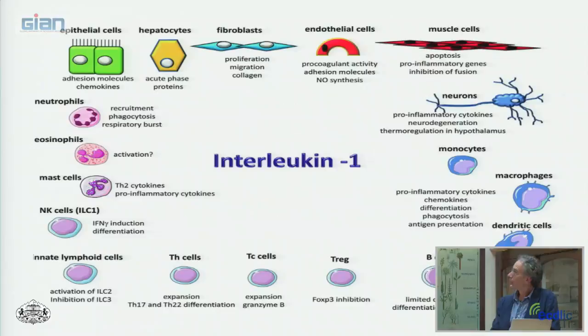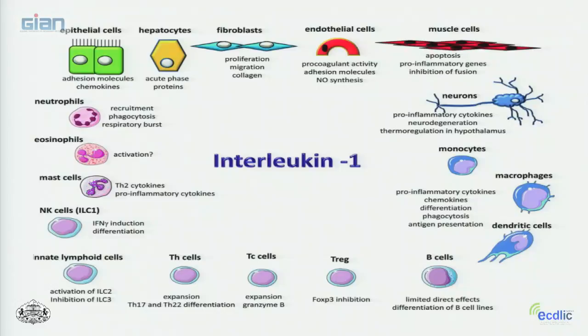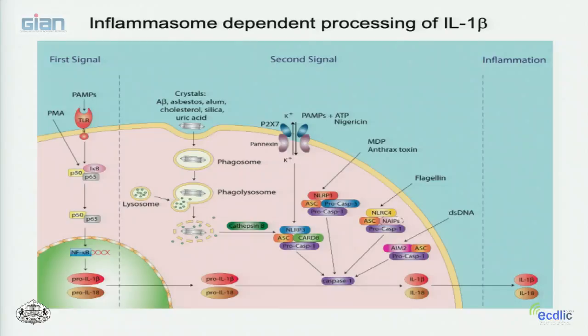So again, interleukin-1 is a central mediator of inflammation. It acts on all of these different cell types: epithelial cells, hepatocytes, fibroblasts, and these innate cells, monocytes, macrophages, DCs, and all these lymphoid cells, T cells, T regulatory cells, mast cells, eosinophils, neutrophils. So they all have receptors for IL-1. That's how critically important interleukin-1 is for inflammation and immunity. It is so important that it is very tightly regulated.